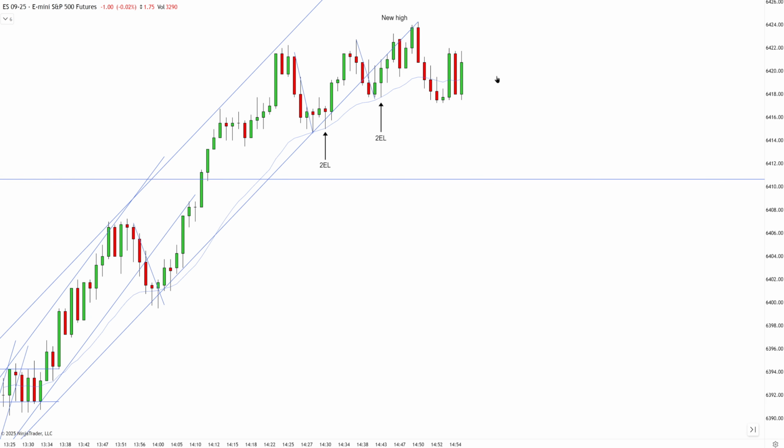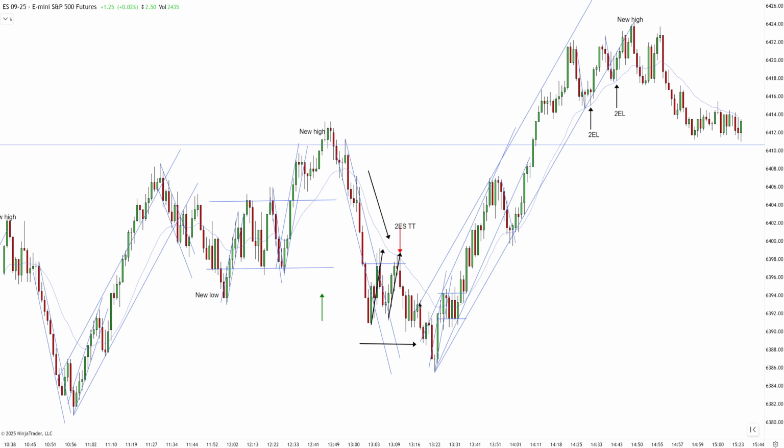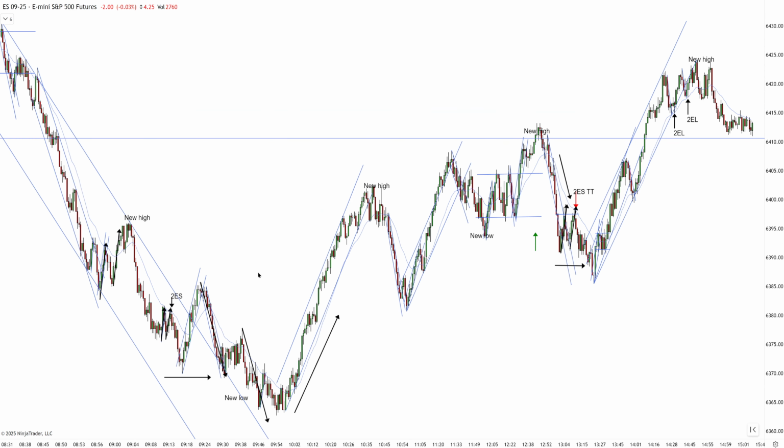Okay, now it looks like it's way too late. The market is about to close. This is the structure for today. We had a lot of price action, but the price action was very messy. I was expecting way more setups on the way down.